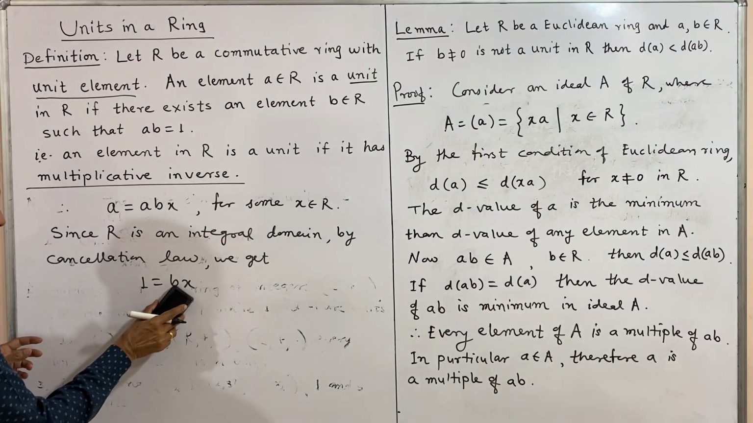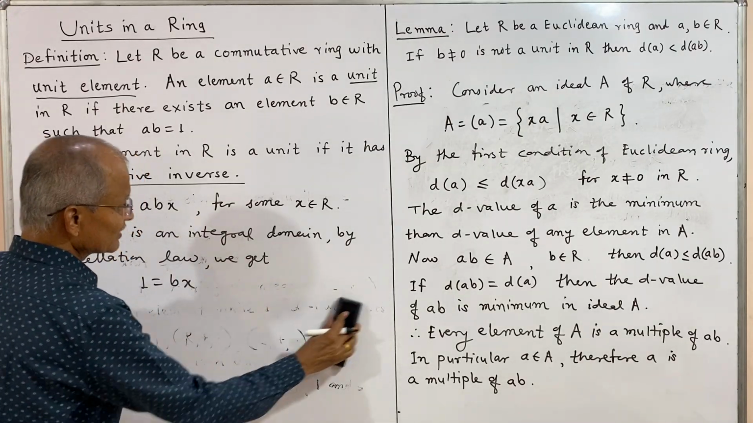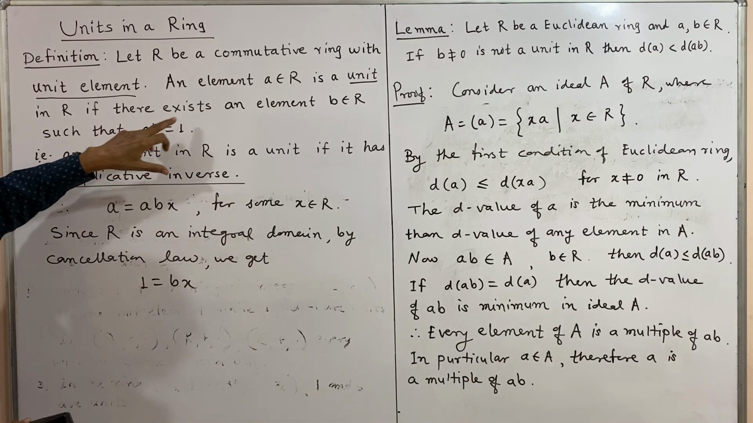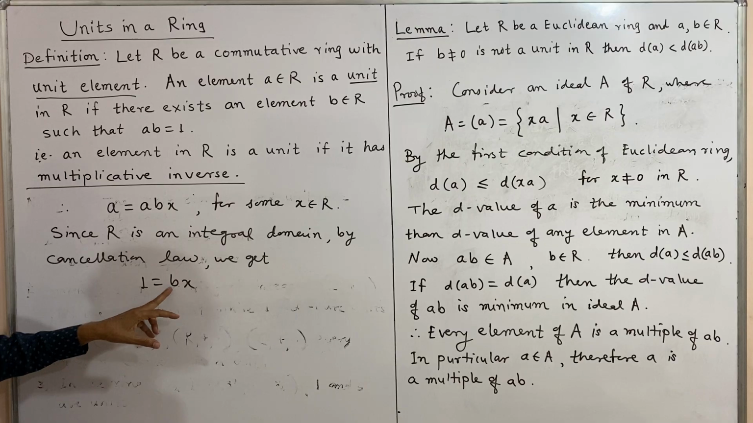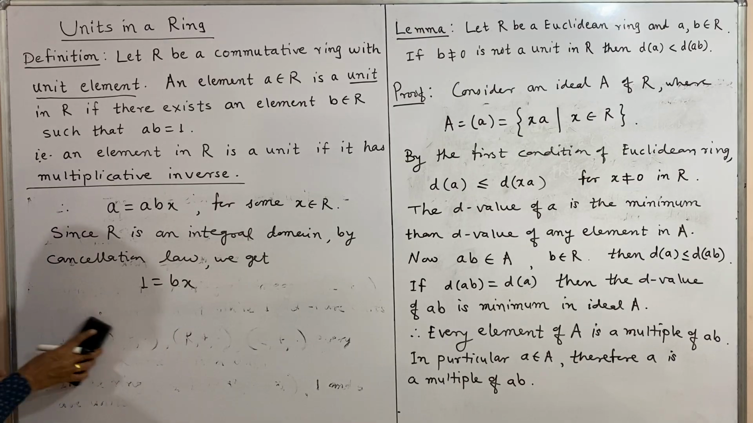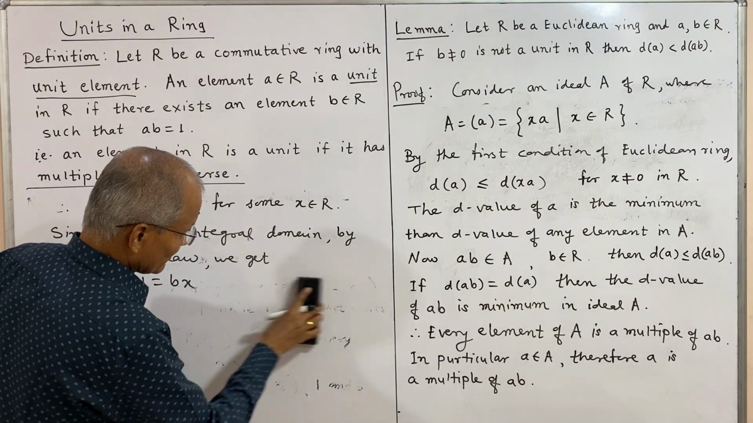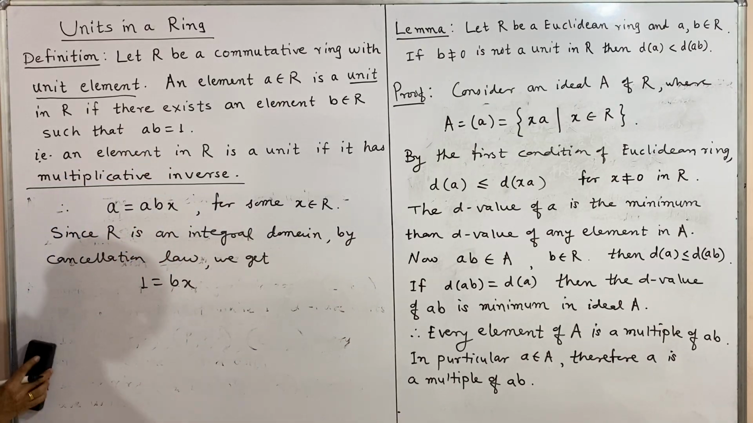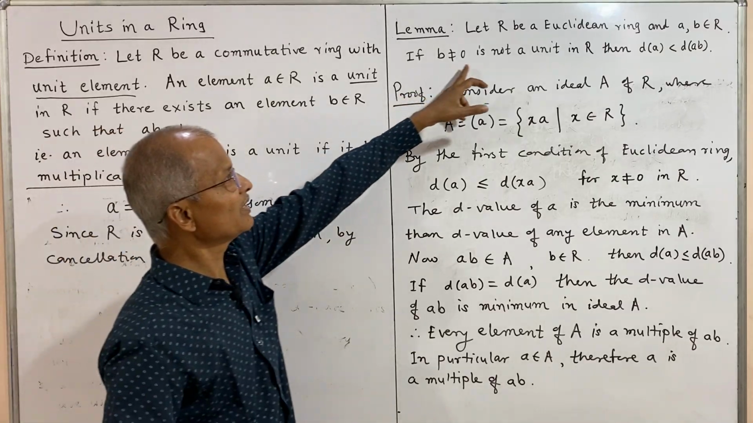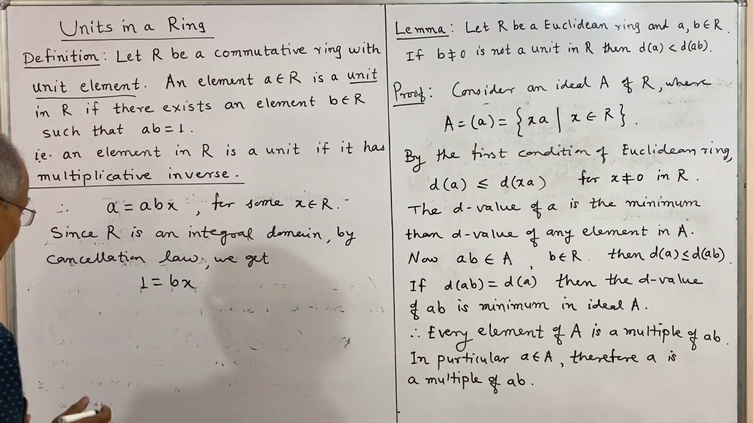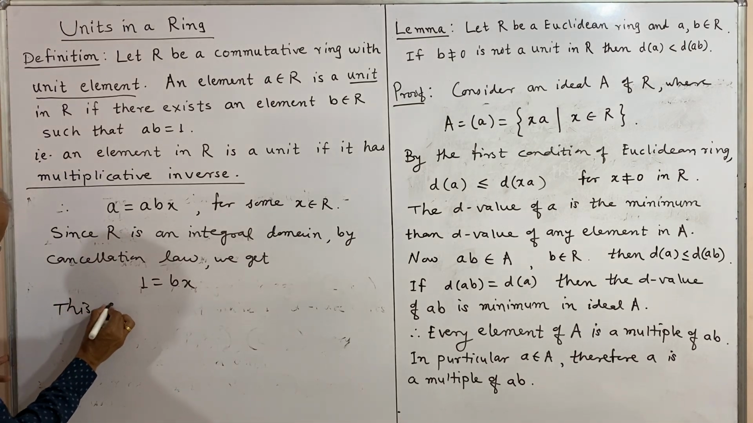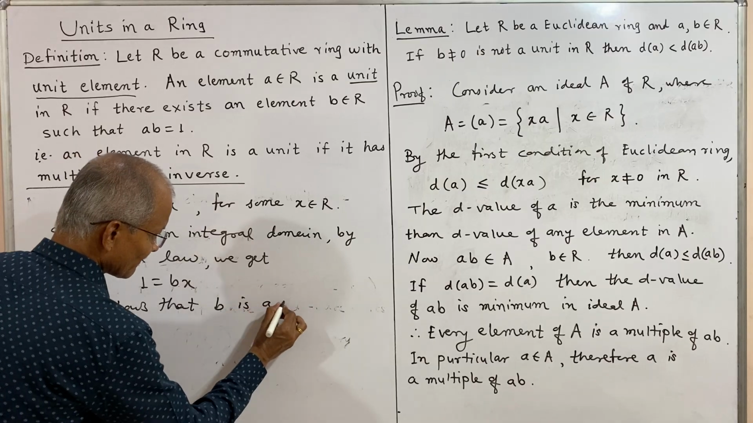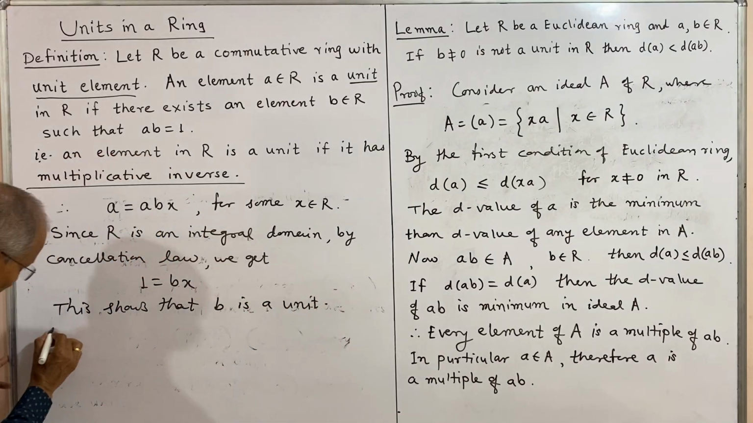And what this implies, 1 is equal to BX. See this definition: if AB is equal to 1, then A and B are units. So therefore here 1 is equal to BX, then this shows B is a unit. So B is a unit, and now you see it is a contradiction because B is not a unit, that is given. This shows that B is a unit, and this is a contradiction.